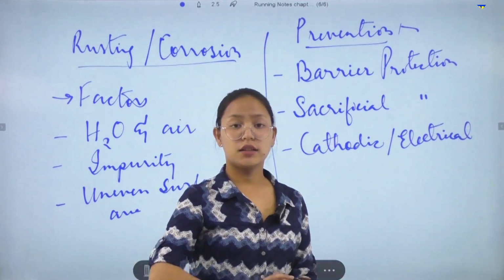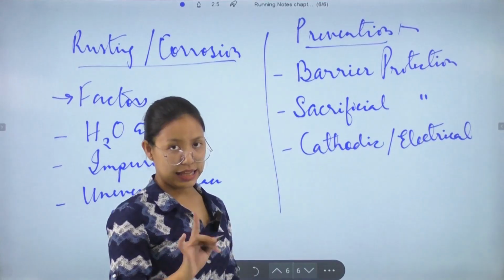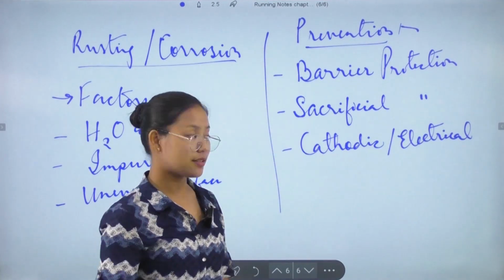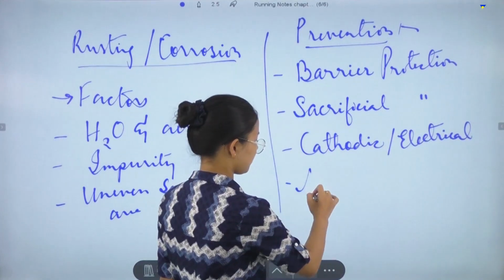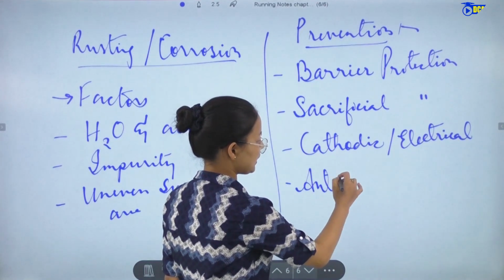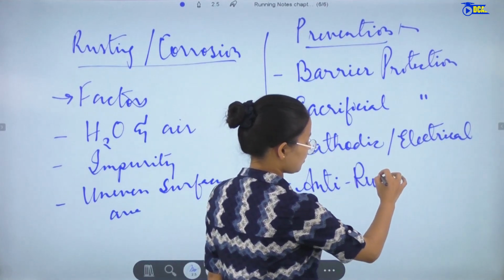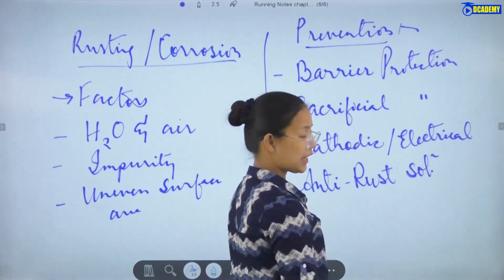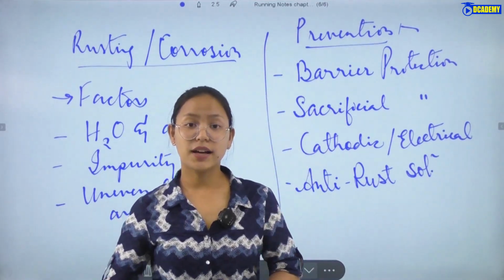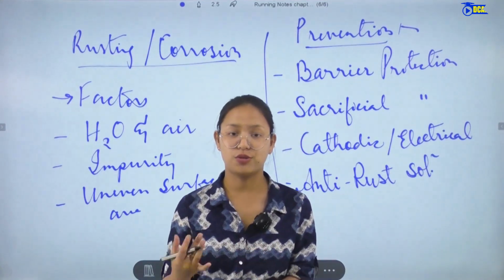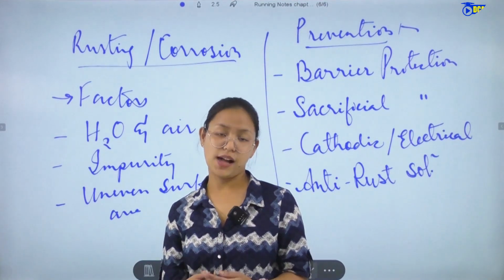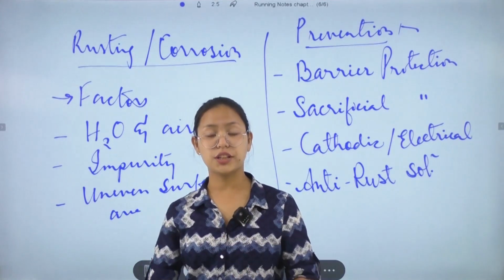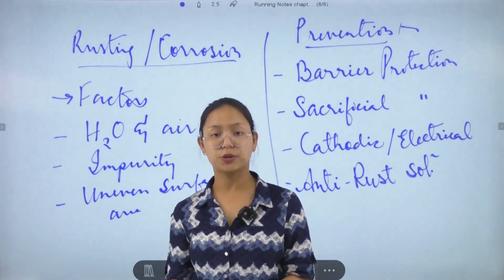Now, the last one is the anti-rust solution. Anti-rust solutions are phosphate and chromate solutions, which are alkaline, applied on metal particles to prevent rusting.